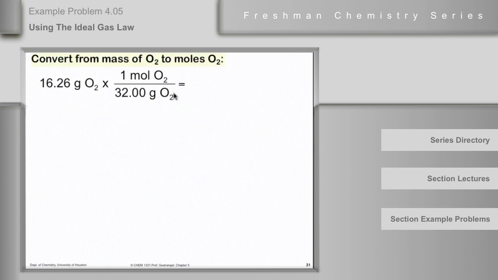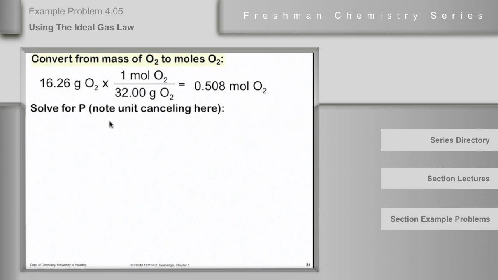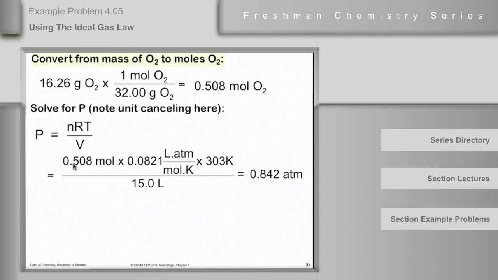Okay? So 16.26 grams of oxygen times the mass to mole conversion factor for O2, which is how oxygen comes, gives us 0.508 moles of O2. All right, so now we're ready to plug in. P is equal to nRT over V. Here are the numbers. 0.508 mole is n.